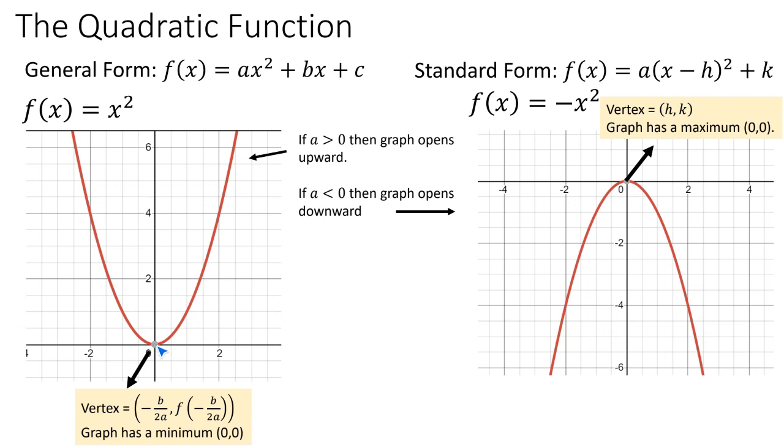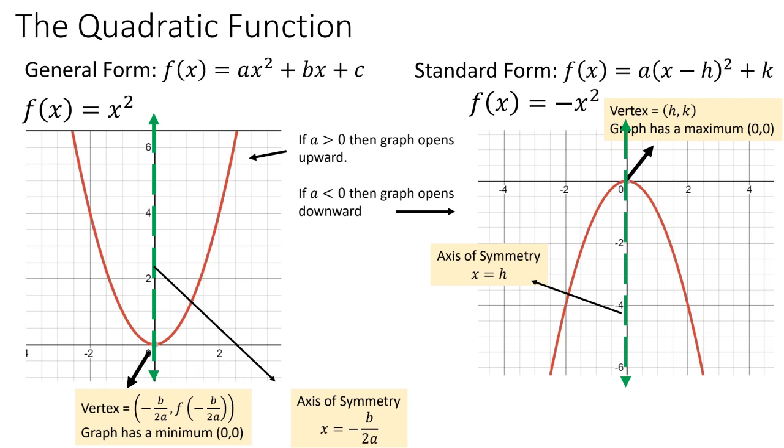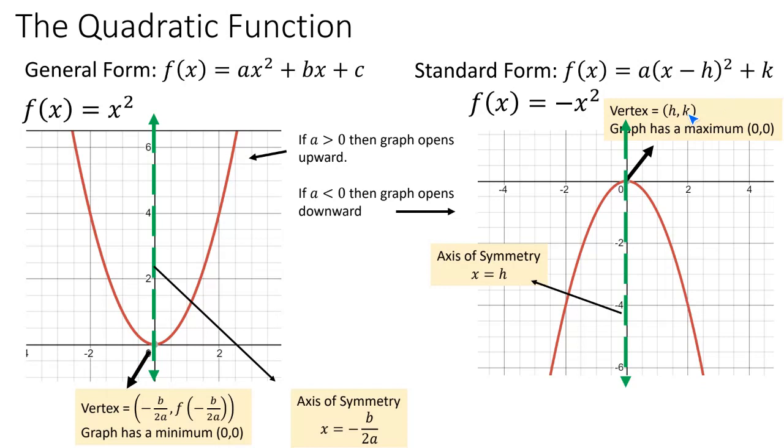The bottom part of this parabola on the left side, we call this point the vertex. We also say that it has a minimum. So anytime you're working with a word problem, if it asks you to find the minimum and it's a quadratic function, then what they're asking you to do is to find the vertex. The vertex can be found using this formula here. But if it's in standard form, you can also find the vertex by looking at the h and the k.